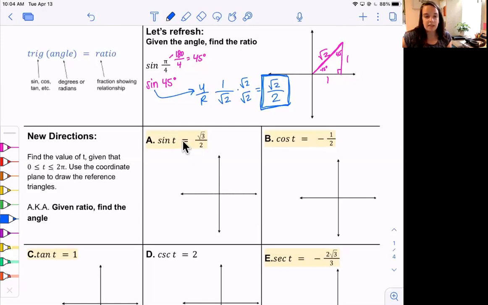Find the value of t, so in this case, the angle, given that t is in between 0 and 2 pi. So the measure of the angle is in between 0 and 2 pi. If this says 2 pi, do you think we're going to have our answer in radians or degrees? If it goes up to 2 pi, does that give you a clue that it's radians or degrees? Galilee, make an argument for degrees. Why does that tell you that we're going to do it in degrees?